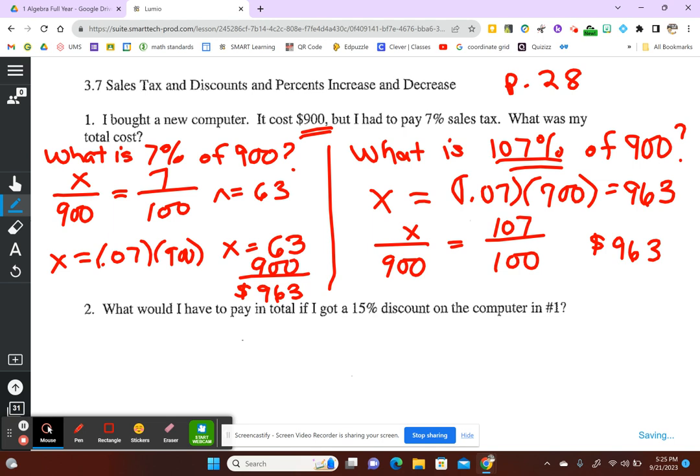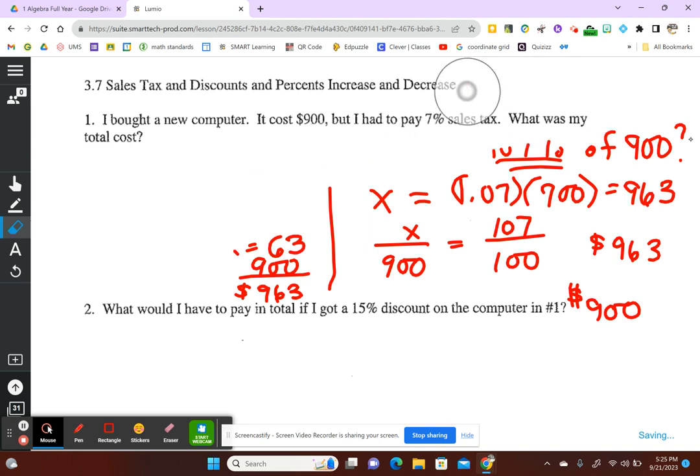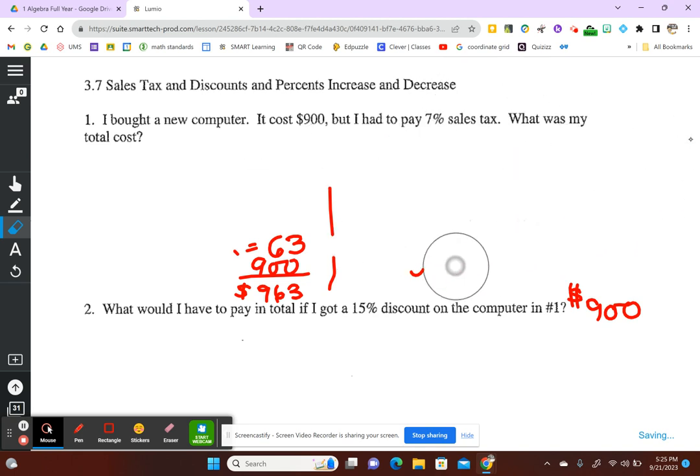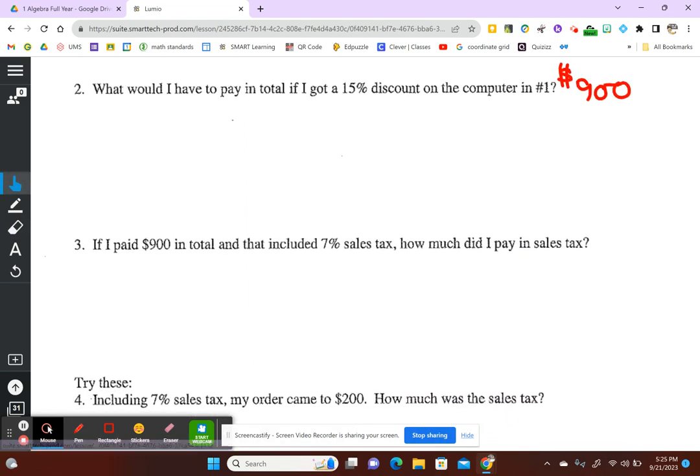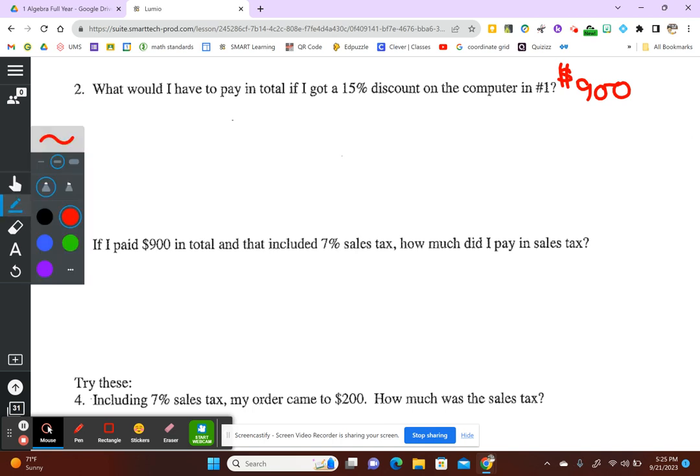Now, the next question is related to number 1. It's saying, what if you first got a 15% discount on your computer? Then what would the total you have to pay be? Now, if you do get a 15% discount, we always figure out the discount first and find the sales tax on the discounted amount. So again, you can use percent equation or percent proportion, whichever you prefer. But I'm going to just show this using the percent equation for this particular one.